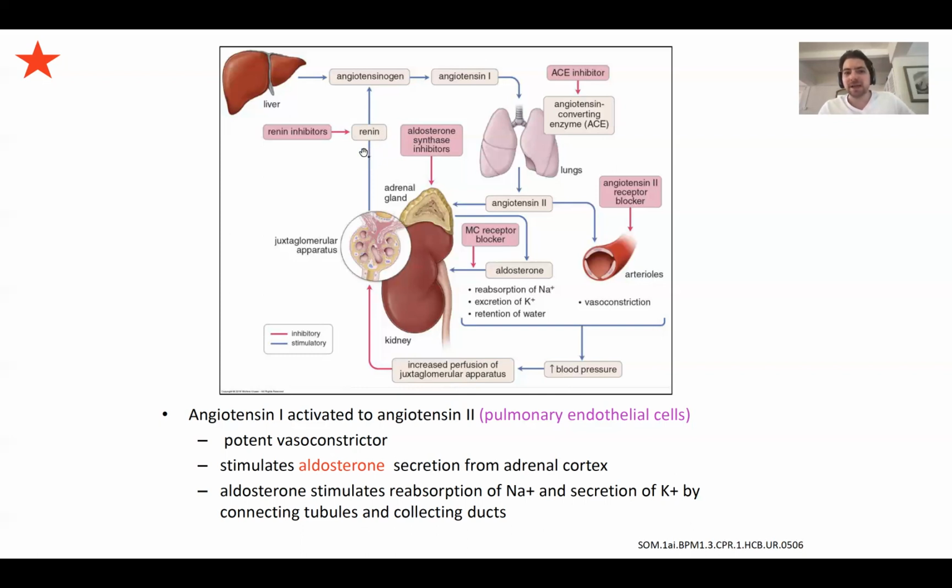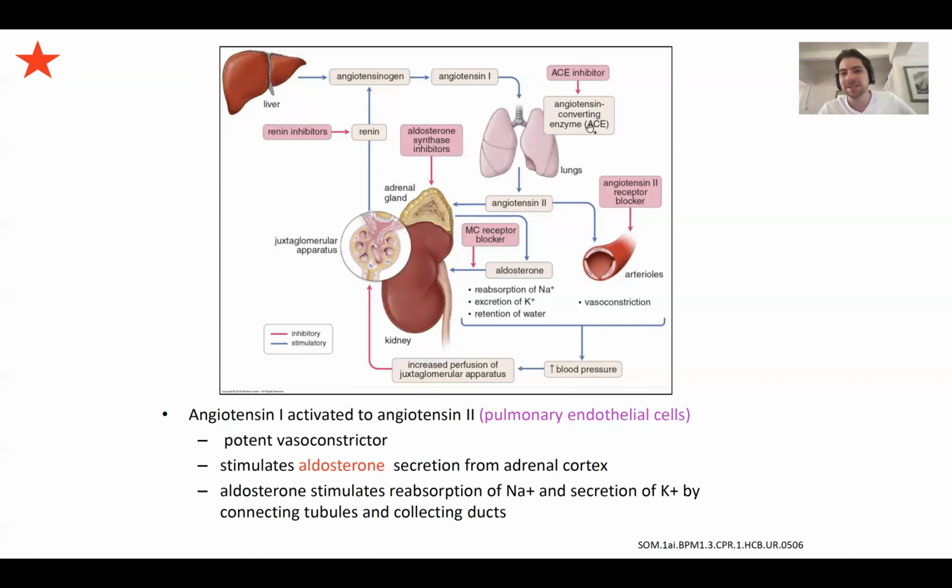So renin is going to be activated. It's going to go through this process of activating angiotensin. So it's going to go from angiotensinogen to angiotensin 1. For whatever reason, ACE is made in the lungs, just one of those weird things. But ACE is the enzyme that's going to convert angiotensin 1 to angiotensin 2.